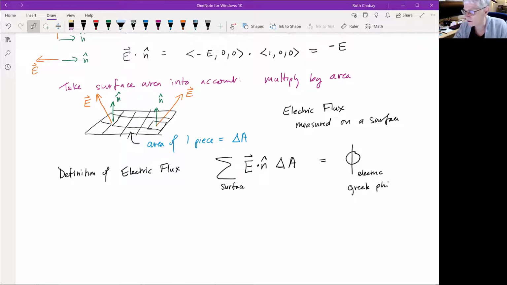And what are its units? Well, we have volts per meter. The unit vector doesn't have any units. Area has meters squared. So it looks like the units are volts times meters.